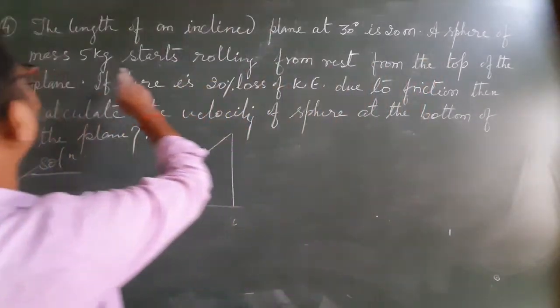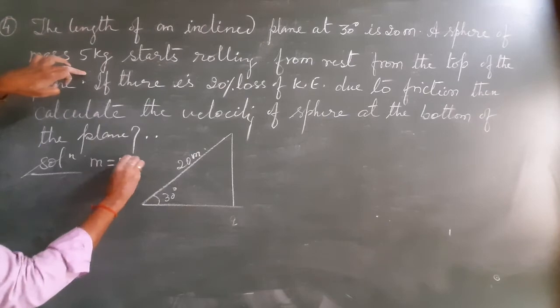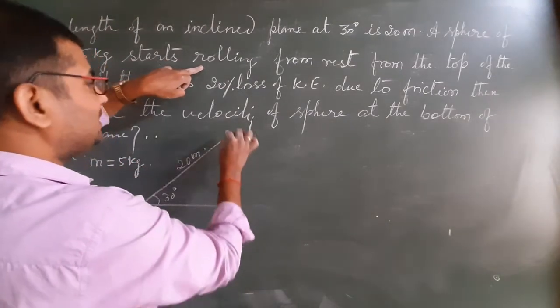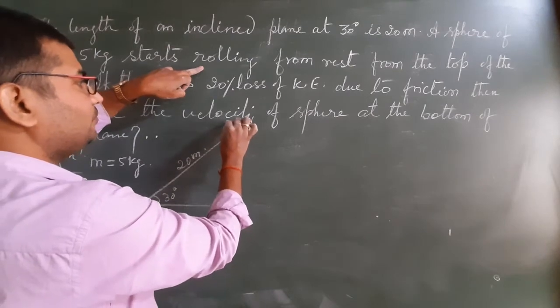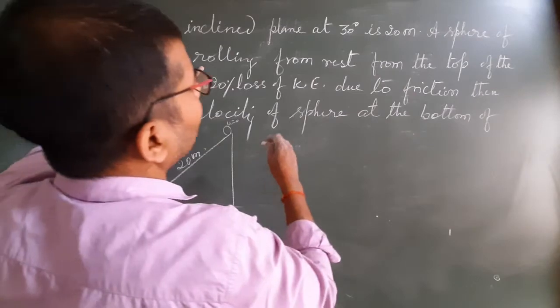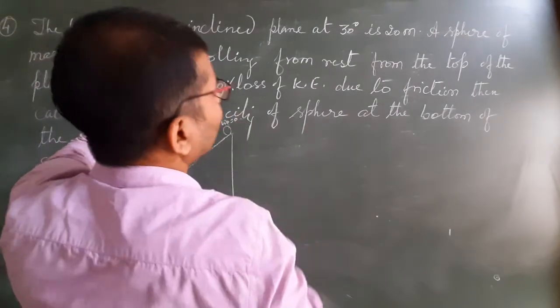A sphere of mass 5 kg, the mass of the sphere is given as 5 kg. It starts rolling from rest. Here, its initial velocity is 0, it starts rolling from rest, which means omega naught is equal to 0.